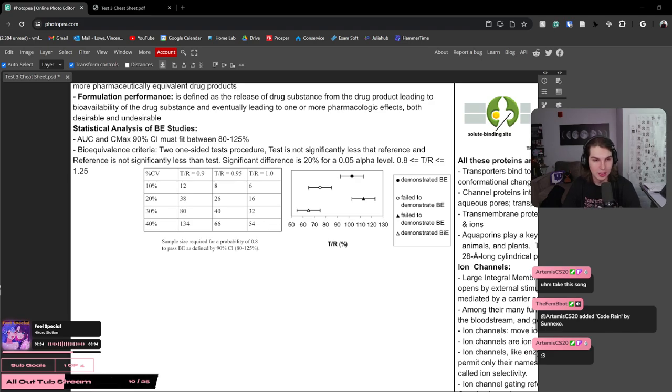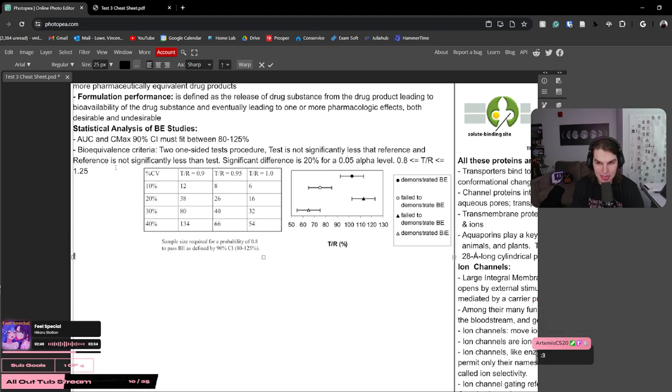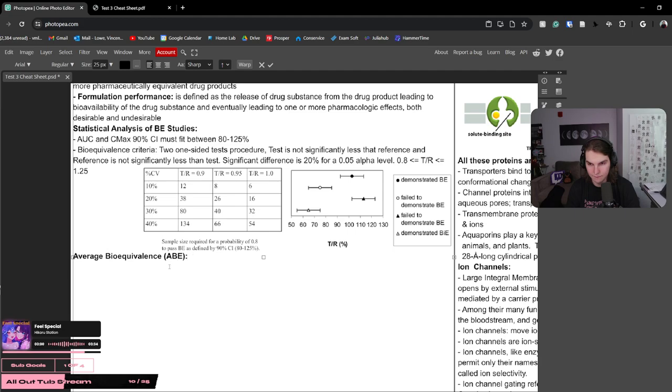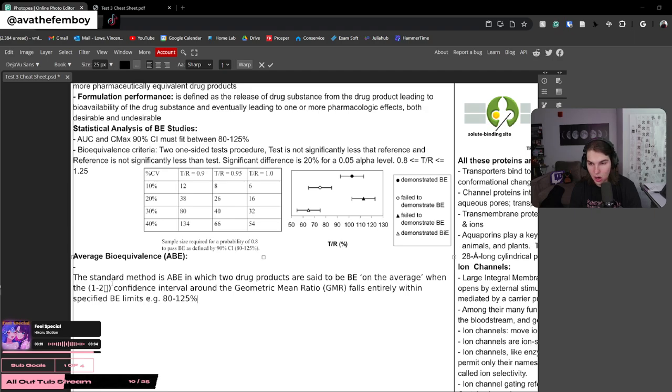All right, average bioequivalence. Let me make a little thing for this. ABE, abbreviated average bioequivalence. ABE is what I was thinking of, chat, not average bioequivalence. Okay, cool. The standard method is ABE, in which two drugs, yeah, we'll just say that. I don't like that. Why is there a missing symbol there? Oh, 1 to 2 alpha.